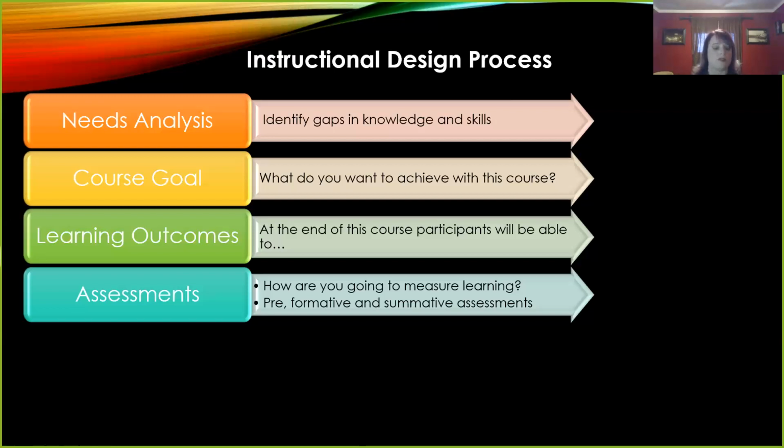Formative assessments are done throughout the course. They may or may not be graded. It depends on how you design them and what you're using them for. If you're going to grade them, you need to tell people ahead of time and make sure that the criteria is very, very clear on anything that you're grading. So you can do tests, quizzes, and exercises throughout the course to assess where they're at.